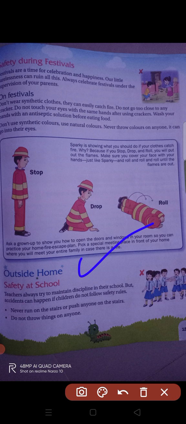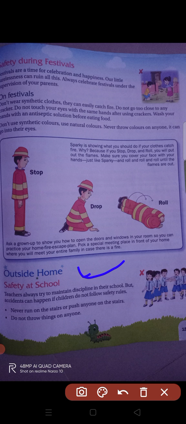So outside the home means wherever you are going outside the home, it may be at the school, on the road, in the playgrounds, or in the swimming pools. In every place wherever you go out of the home, you should be very careful. These are some of the places where we have to be very careful, and we have to follow the safety rules to avoid injuries or accidents that might happen to us.